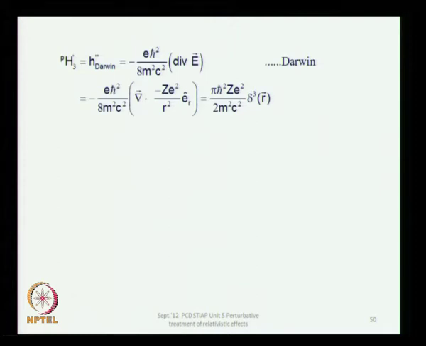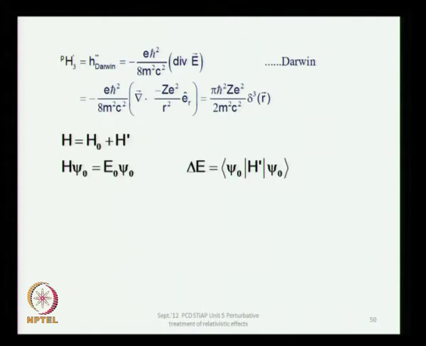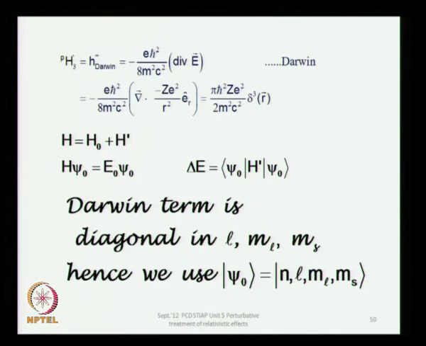So, the divergence of the 1 over r square gives you the Dirac delta, and that means that it will be important only for those functions which have an amplitude at r equal to 0. So, let us see how this correction is to be taken into account. This term is already diagonal in the ML-MS indices, so you can go ahead and use the NL-ML-MS basis to get this correction.